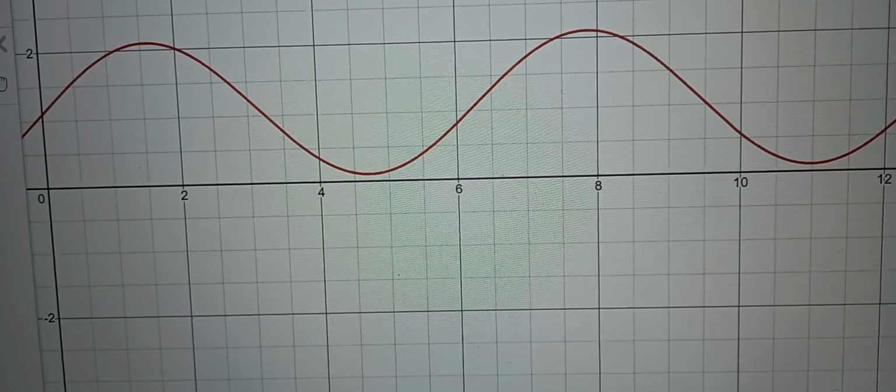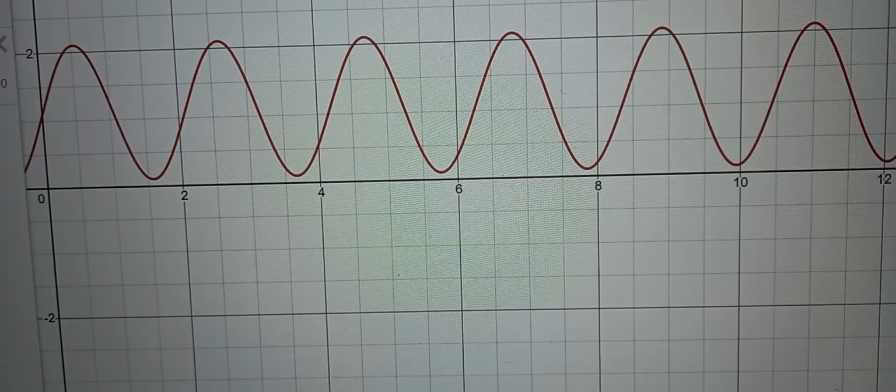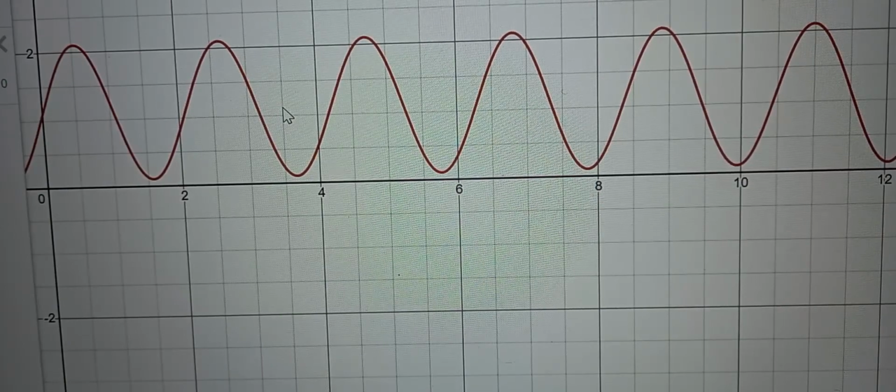And now I can just take another wave with a different wavelength. So now I get another wave with a different wavelength. So just give it a try to find out the wavelength of this wave.